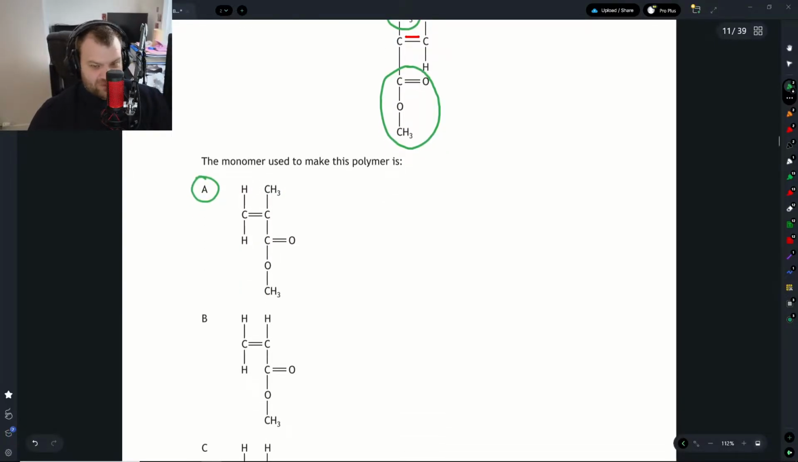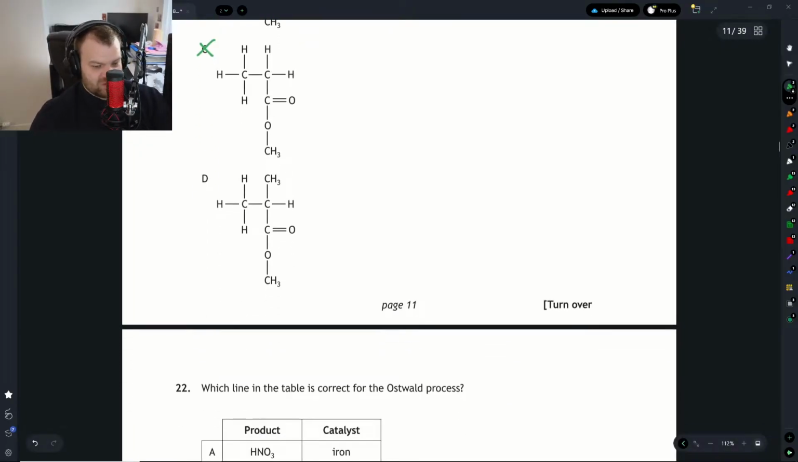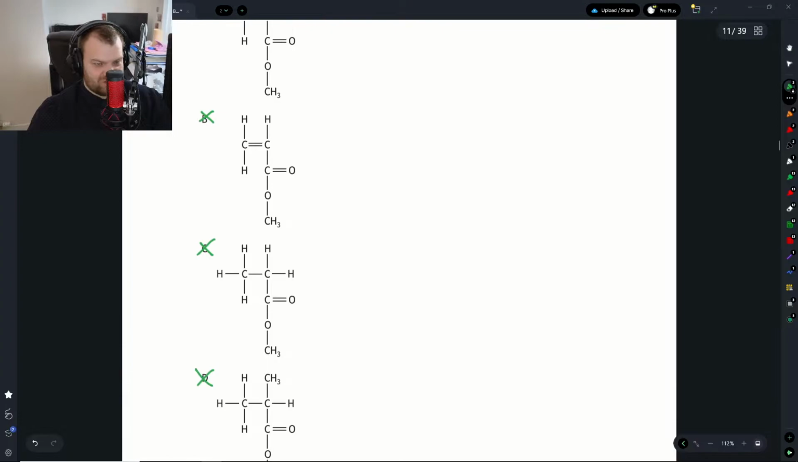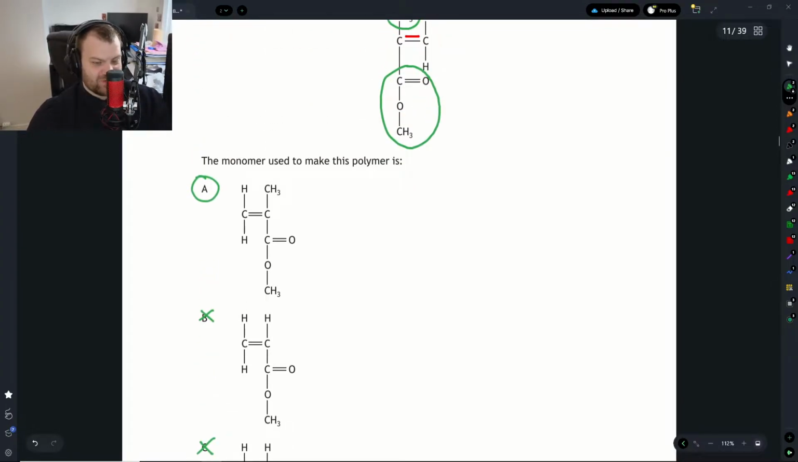When you look at B, B doesn't have a CH3. That cannot be correct. Next one, again, we don't have a CH3. We also don't have a carbon-to-carbon double bond. So that cannot be a monomer. And D cannot be because it's not got a carbon-to-carbon double bond either. C and D would be ones I'd rule out the quickest because there's no carbon-to-carbon double bond. And when you're left with these 2, A fits because it's got the correct things attached to the same carbon, even though, like I said before, it's flipped round.